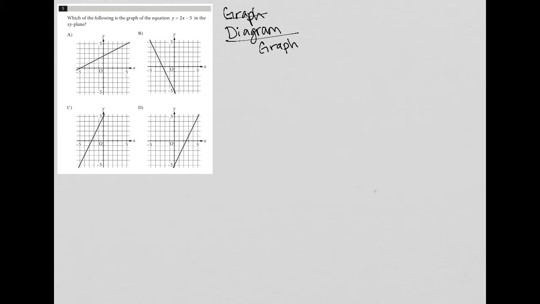So whenever I see a graph, I like to share with my students that the points on the graph are useful for you. So keep that in mind, right? Keep in mind that there are points along the line in each of these graphs that can be used to find the answer. So the question says, which of the following is the graph of the equation y equals 2x minus 5 in the xy plane?